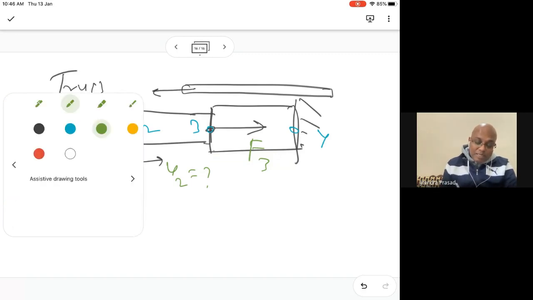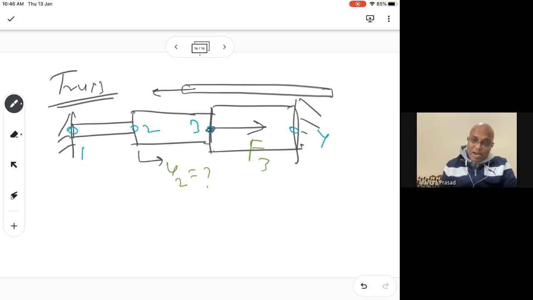Now, this is really a 1D problem. And based on that question, what happens when we change the direction? What if we have a scenario where we have a problem something like this?